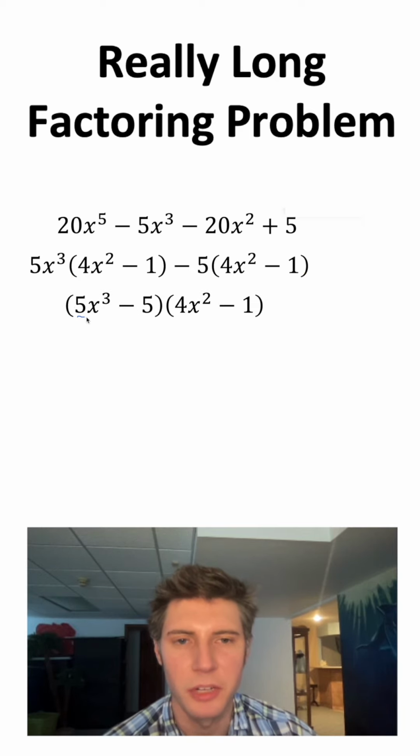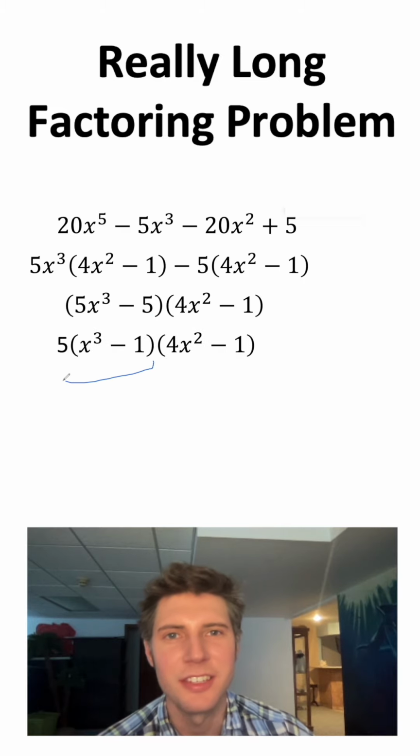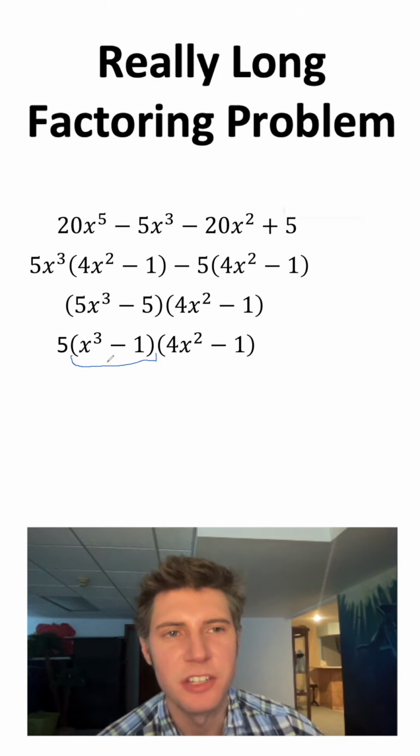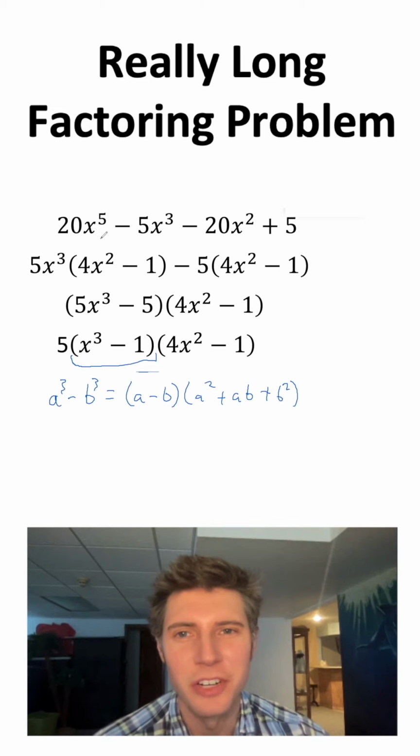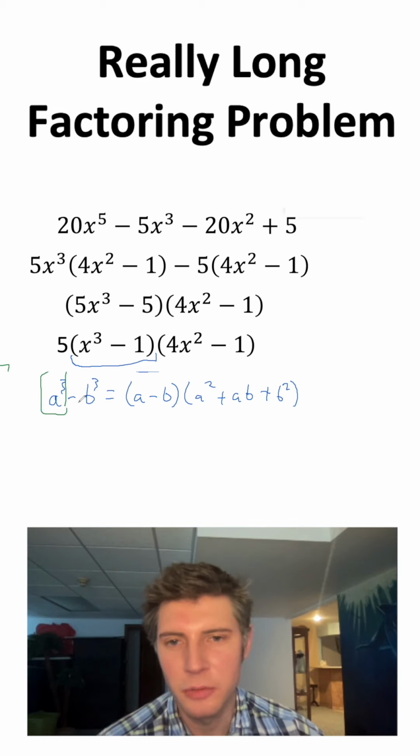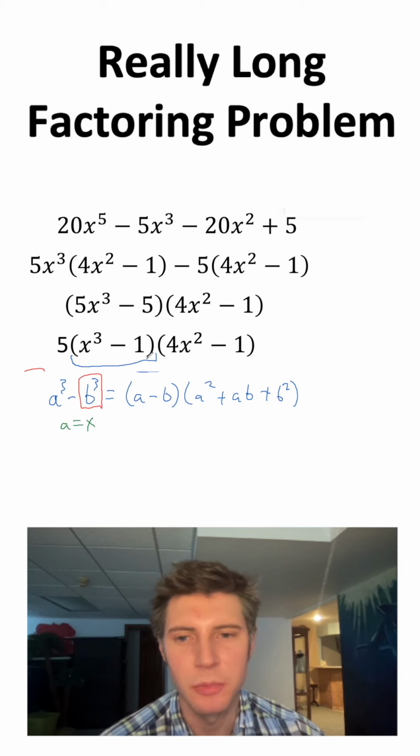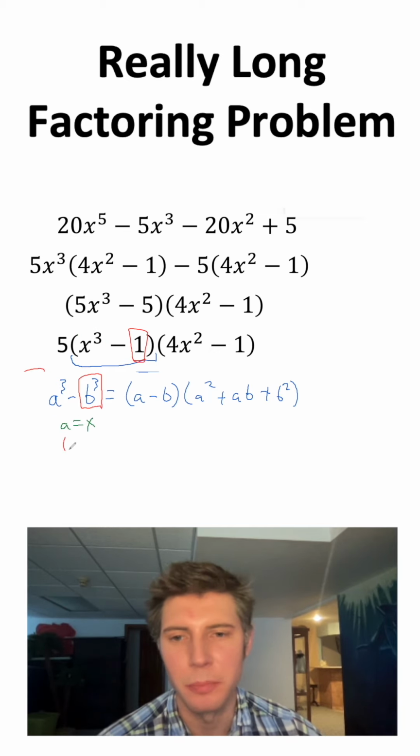So next, I'm going to pull the common 5 out of here. And you can see this is the same thing as this. This piece here is a difference of 2 cubes. Here's the notes for difference of 2 cubes. So my a cubed is this x cubed. So that means the a equals x. And the b cubed is the same thing as 1, so therefore b equals 1.